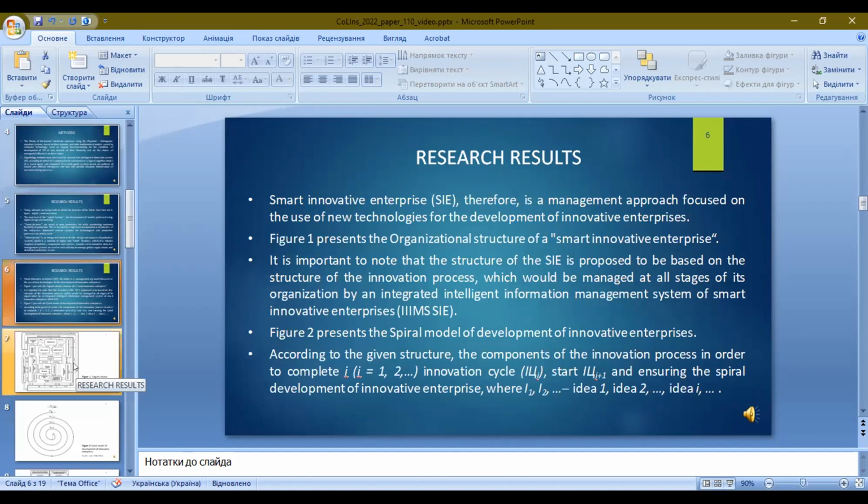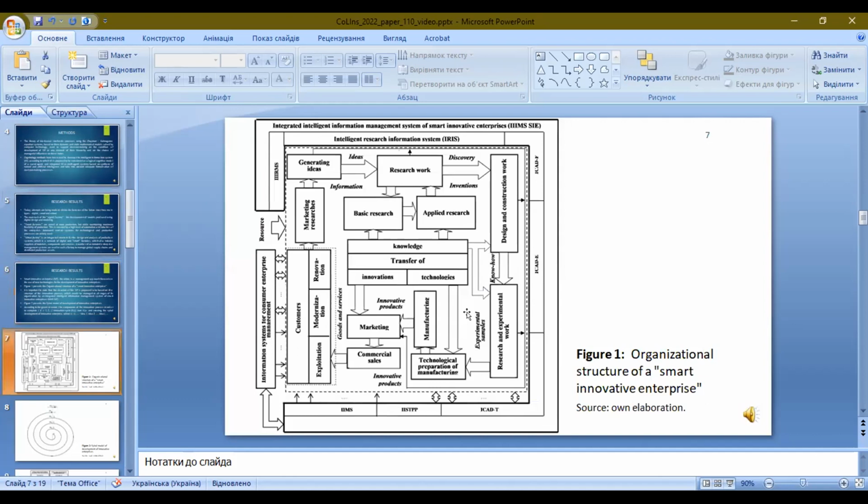In figure one, we present the organizational structure of a smart innovative enterprise. It is important to note that the structure of the smart innovative enterprise is proposed to be based on the structure of the innovative process, which would be managed at all stages of its organization by an integrated intelligent information management system of smart innovative enterprises. Figure two presents the spiral model of development of innovative enterprises.